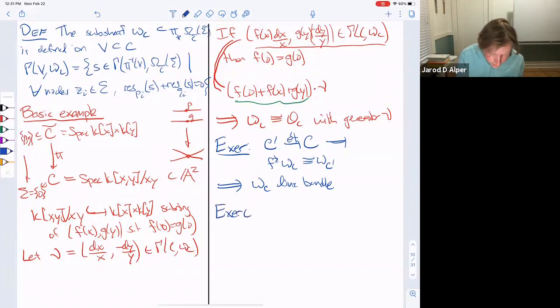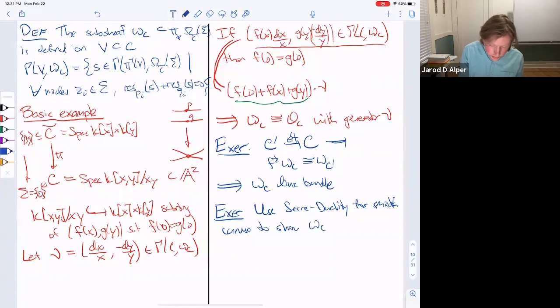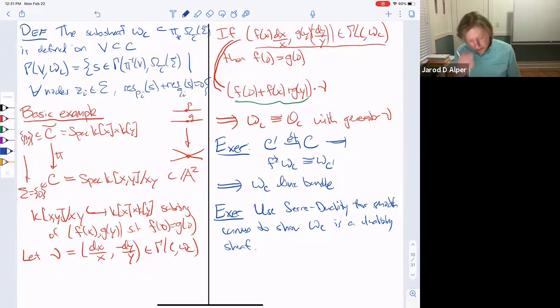Maybe the most important fact is that the way we've defined omega c, it is the dualizing sheaf. So the exercise is to use Serre duality for smooth curves to show that omega c is a dualizing sheaf. I think there's no way to directly prove it. Serre duality for smooth curves is a deep result, and I think the easiest way to get at this is to reduce it to that using properties of the normalization.